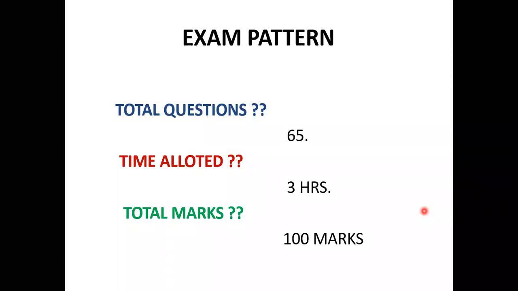So as I already told you, the qualifying mark for a general candidate is around 27 to 32 marks year by year. If you have some reservation, the qualifying marks may decrease, maybe 25 marks or 23 marks. It depends upon the paper. The total number of questions is 65, the time duration is 3 hours, and the total marks is 100.